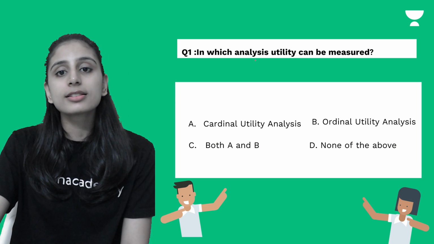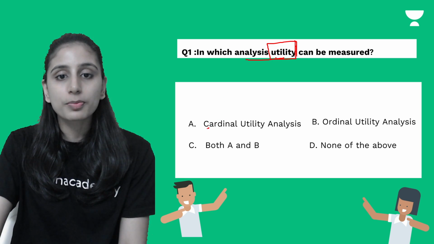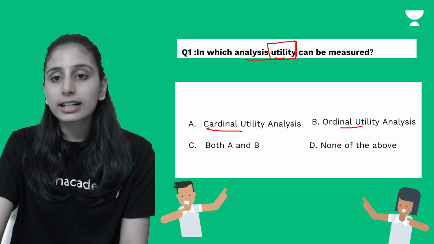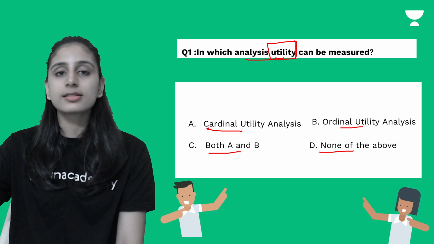In which analysis can utility be measured? We have seen two analyses; in which one can we measure utility? The first option is cardinal utility. The second is ordinal utility, then both A and B, and none of the above. I'll pause for 5 seconds since this is an easy question.